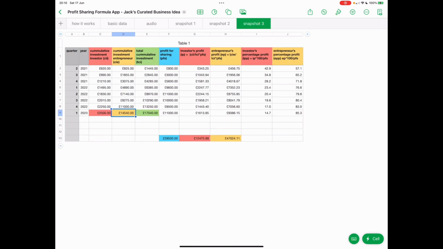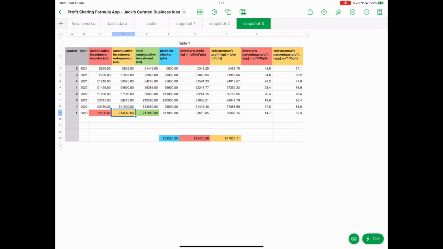Now let's look at the third and final table. This information is got from the previous tables. Now you have in the first column the quarter, that's the quarter of the year. So for example, in quarter two of 2021, you have those figures, and quarter three, quarter four, etc. Like I said, I've got those figures from the previous snapshots.